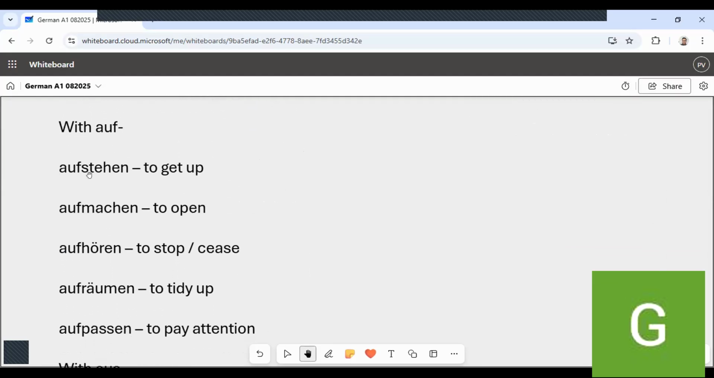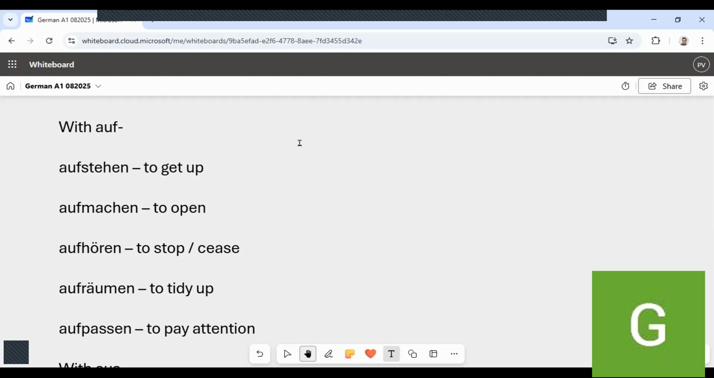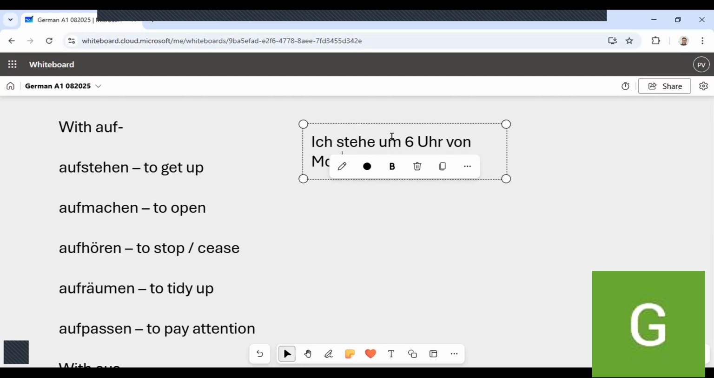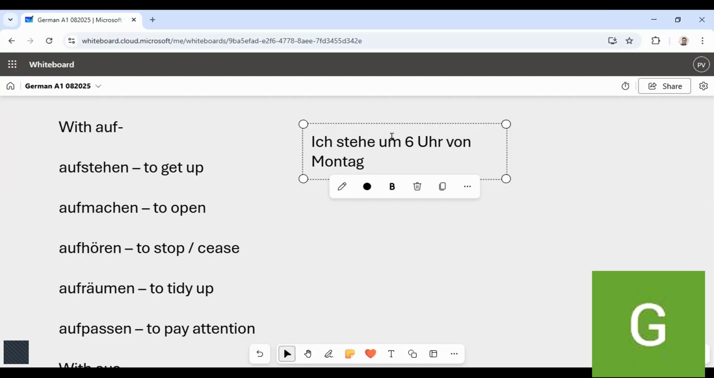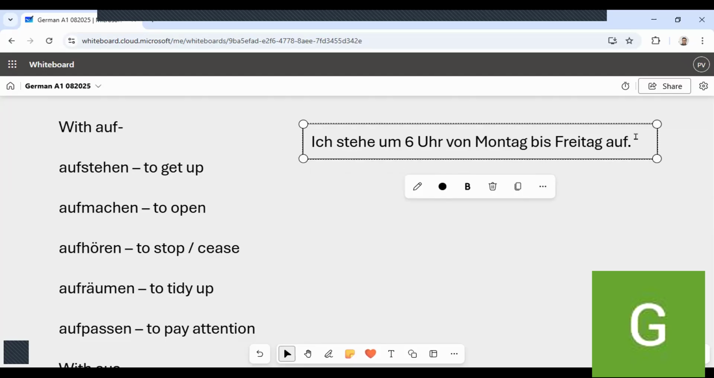Aufstehen means to get up. Suppose you want to make a sentence like this: I wake up normally at 6 o'clock. Ich stehe um 6 Uhr auf. Suppose you wake up at 6 o'clock only from Monday till Friday: Ich stehe am Montag bis Freitag um 6 Uhr auf. So this will be the sentence you can frame if you want to say that I wake up at 6 o'clock from Monday till Friday.